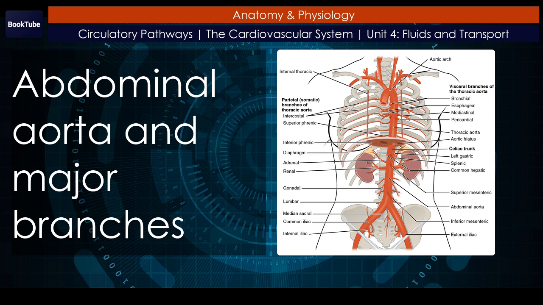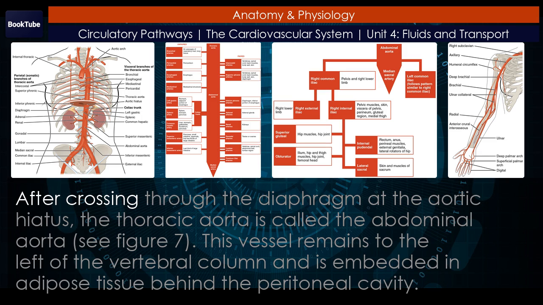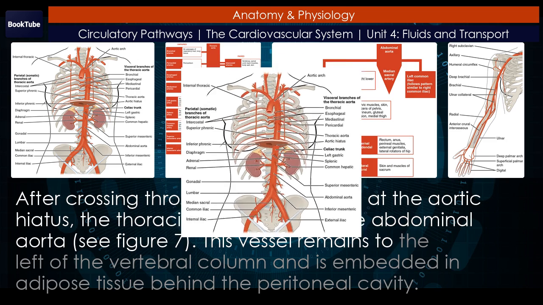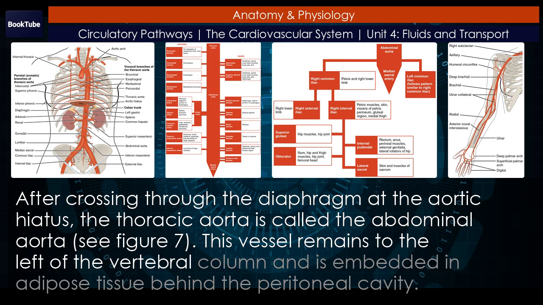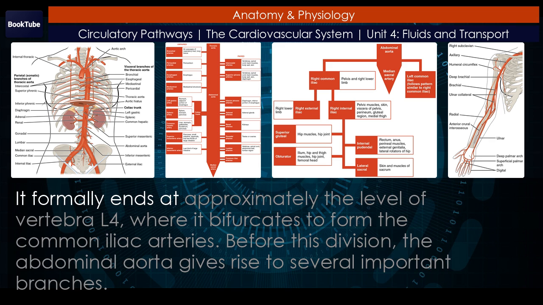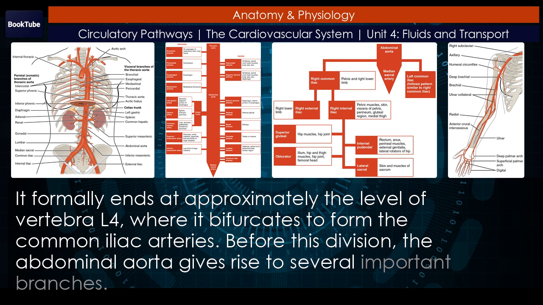Abdominal aorta and major branches. After crossing through the diaphragm at the aortic hiatus, the thoracic aorta is called the abdominal aorta. See Figure 7. This vessel remains to the left of the vertebral column and is embedded in adipose tissue behind the peritoneal cavity. It formally ends at approximately the level of vertebra L4, where it bifurcates to form the common iliac arteries. Before this division, the abdominal aorta gives rise to several important branches.